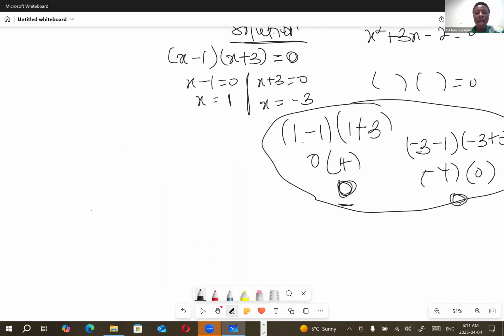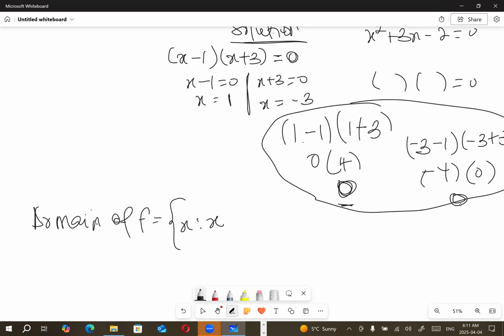Correct. I think I will not get space here, so let me bring it down. Okay, so domain of f is equal to x is such that x is equal to all real numbers. So here we use the word belongs to. That's how you write belongs to. Belongs to all real numbers.